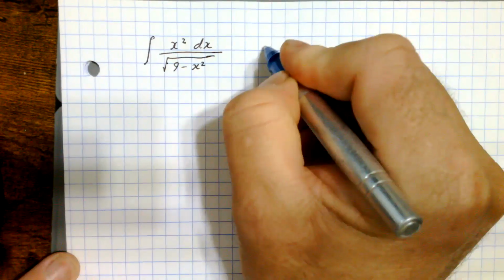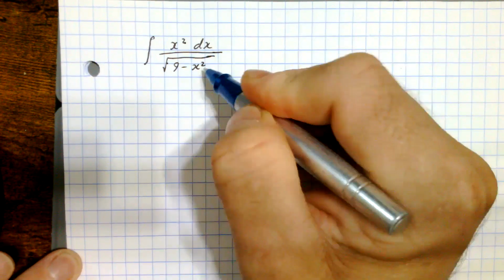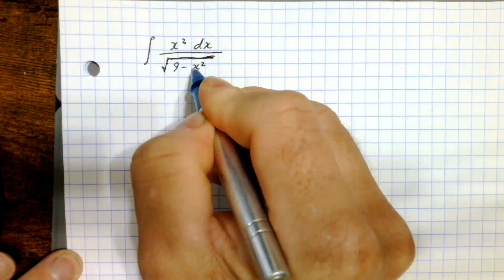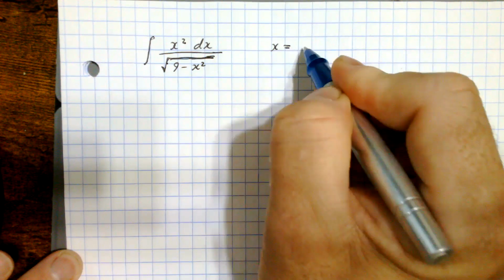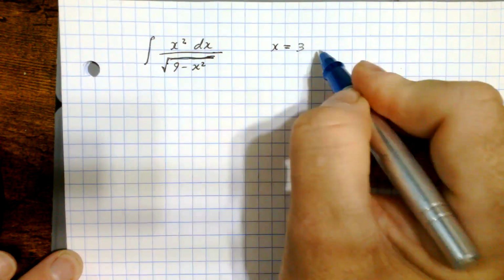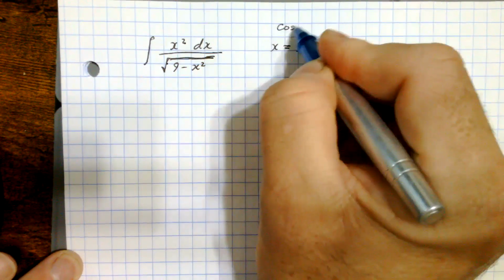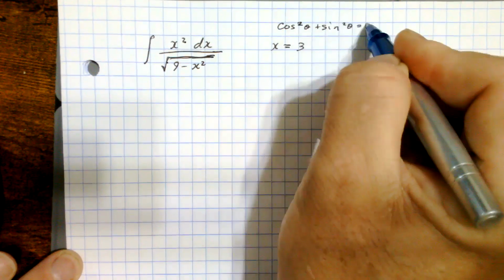All right. In this problem, focusing in on the challenge, which is down here in the square root part. I know I have to let x equal something. So when I factor out, I have a 1 there, so I know I need a 3. And again, I don't know what trig function to use first, so I go back to my cosine squared theta plus sine squared theta equals 1.